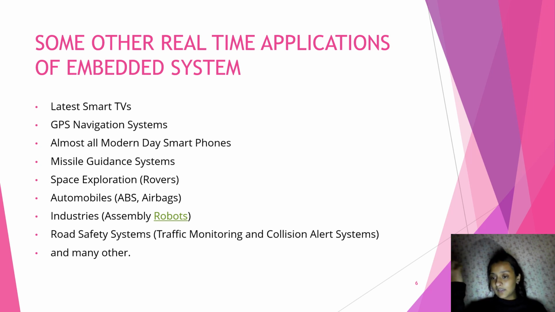Robots are using embedded systems. It is the inbuilt function which we use to control the robot, to make it function, to make it do some specific tasks. The road safety system, traffic monitoring and collision alert system. As we have seen in road safety and traffic monitoring, the signal turning from red to green, green to red, red to yellow, all these functions are done because of embedded systems. Without the embedded system, it's not possible, and there are many other systems.